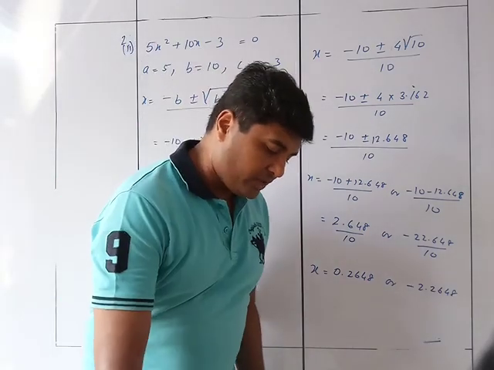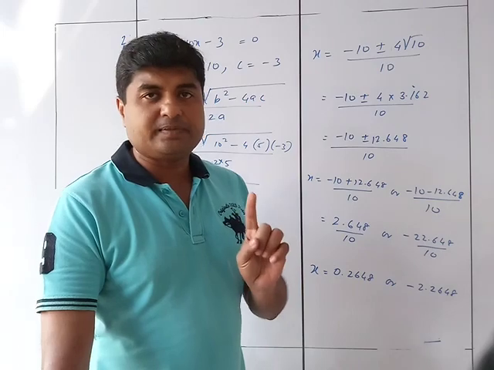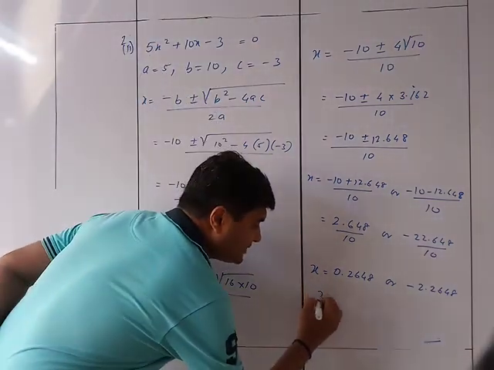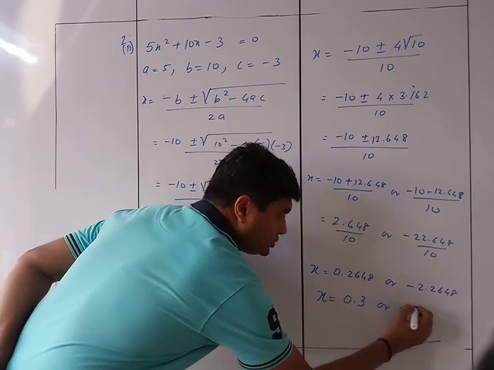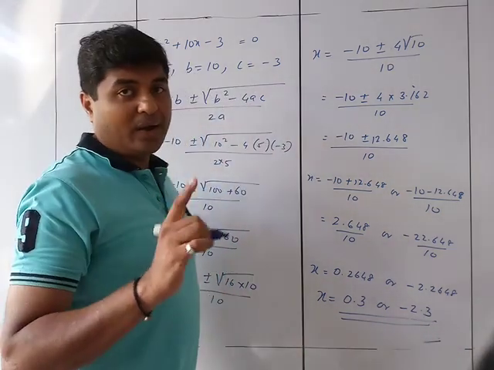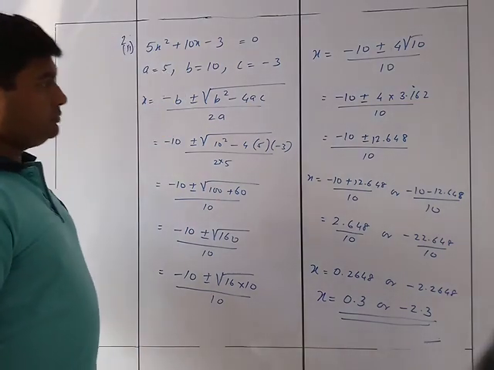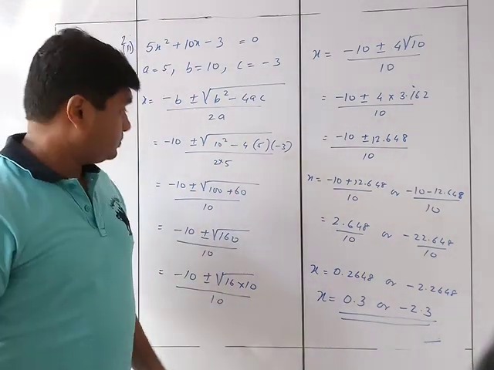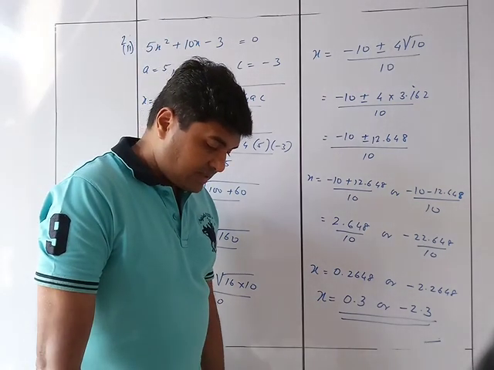Now we need to see what the exact question given to you is. The exact question is: solve and give your answer correct to one decimal place. Hence, you will round it off and you will have x is equal to 0.3 or minus 2.3, because it's just one decimal place. Okay. Did you understand the use of this table?